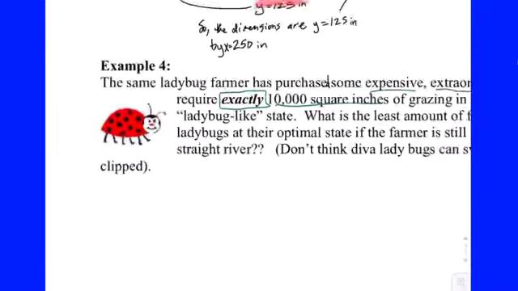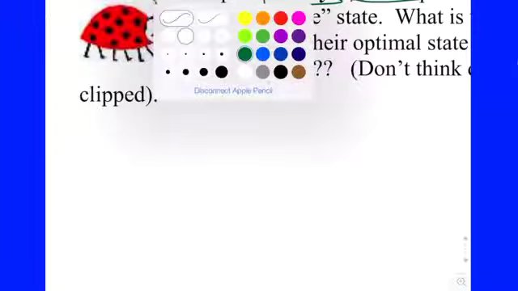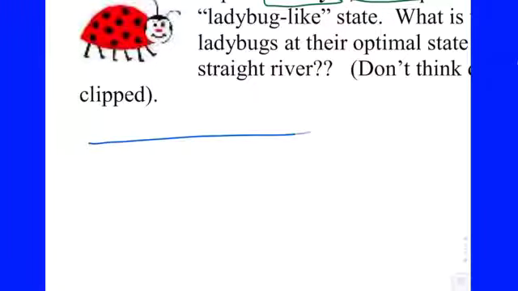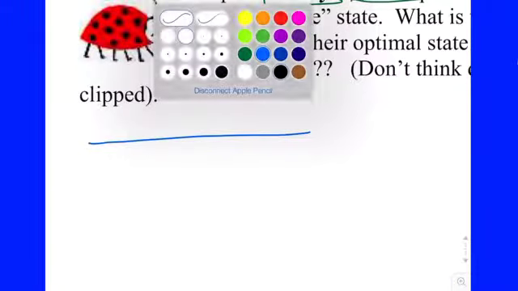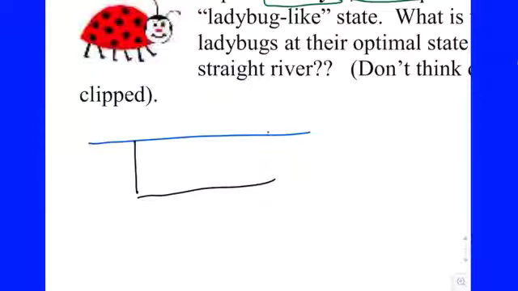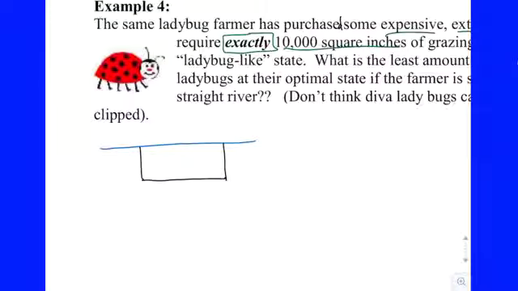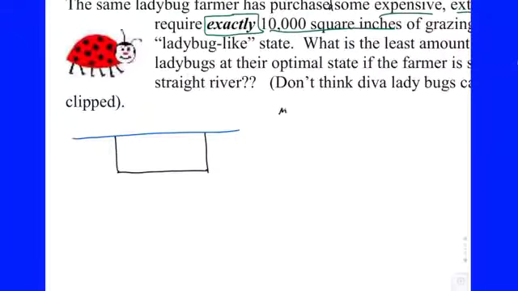So, all right, basically we're turning the tables here. We're doing it the other way around. We still have the straight river there. He's still going to be building a pen. But now what are we trying to optimize? Are we maximizing or minimizing now? Minimizing, right? We want to minimize, not maximize, the fencing.